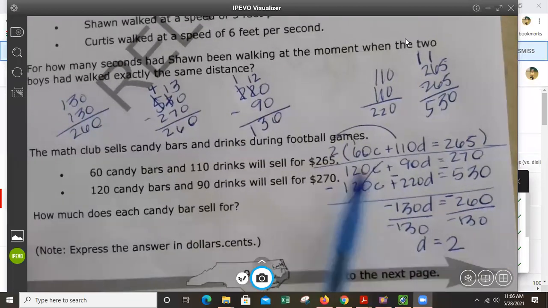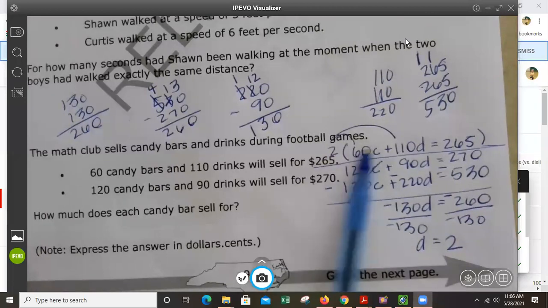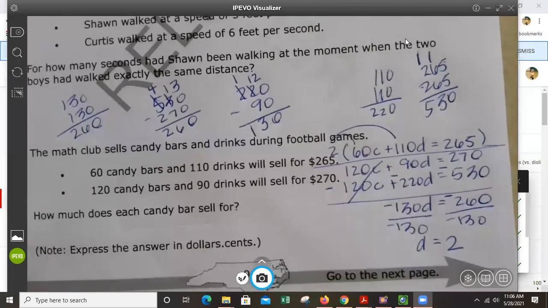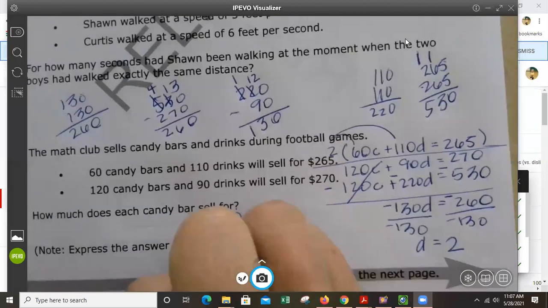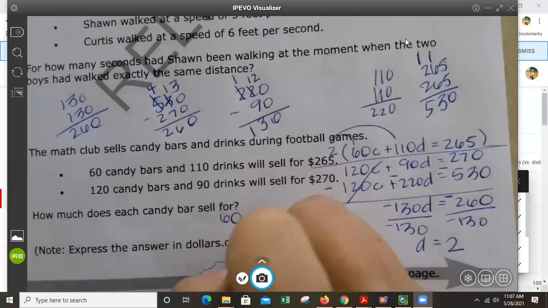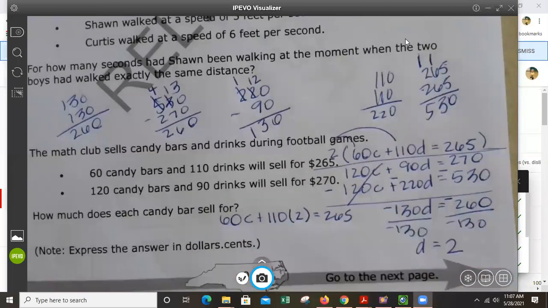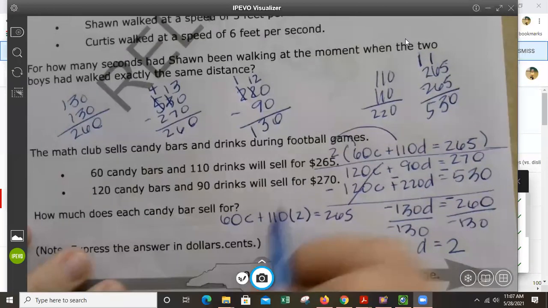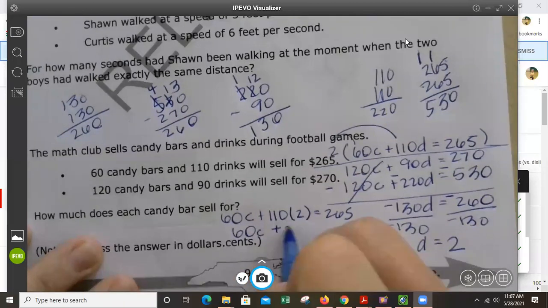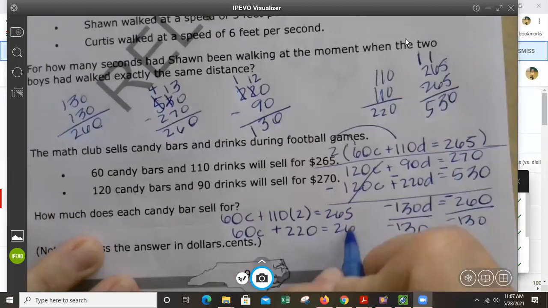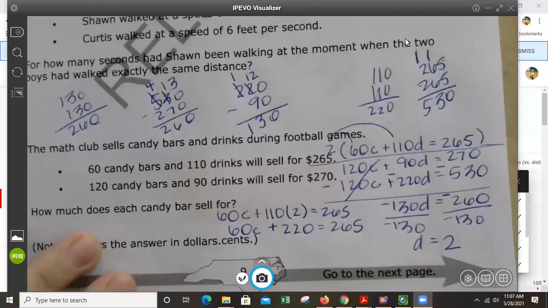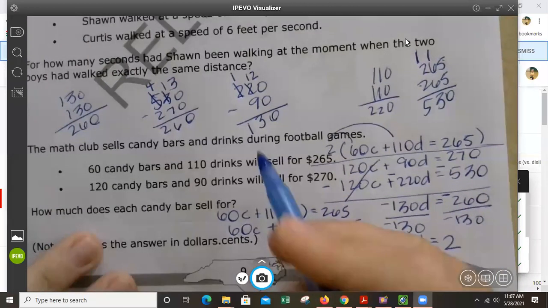So all I have to do is plug it back in. Find your easiest one. This had smaller numbers, so that's the one I'm going with. 60C plus 110. We found that drinks were $2 equals 265. Look at how much work I've done. If you turn in blank paper, you're not going to pass this exam. I'm telling you guys, do some work. 110 times 2 is 220 equals 265. We have to get C by itself, so I'm going to subtract 220.